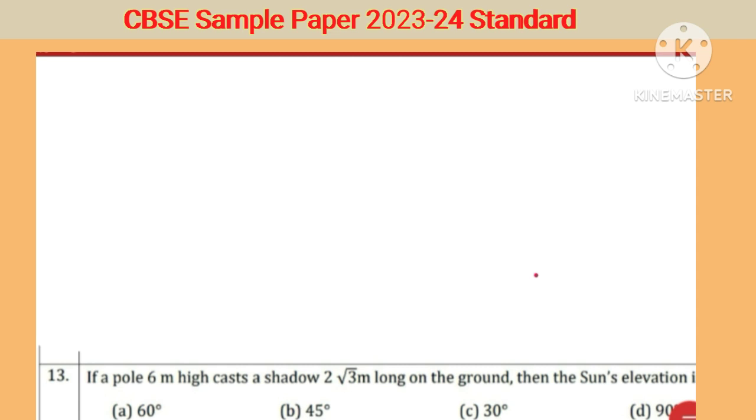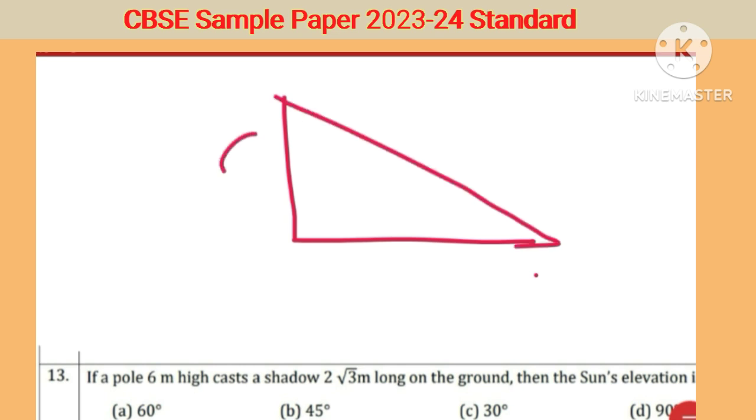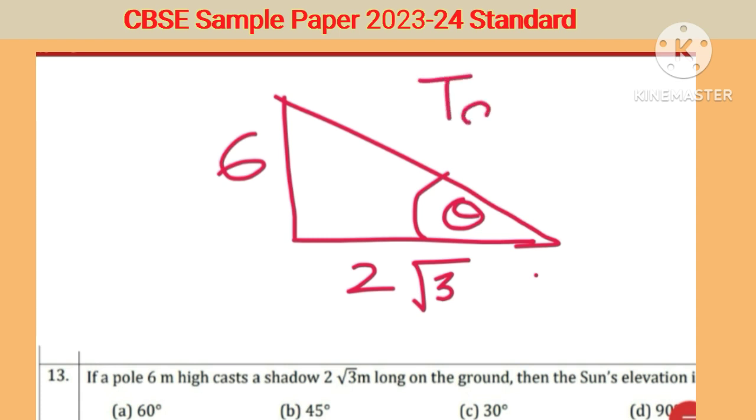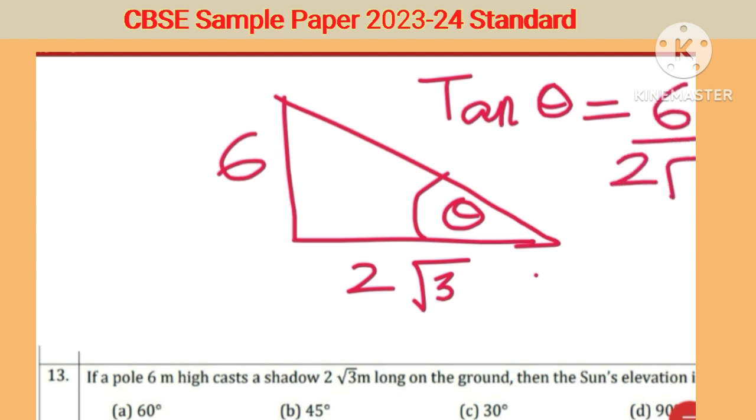Let's see question number 13. If a pole 6 meter high casts a shadow 2 root 3 meter long. So this is 6, this is 2 root 3. Then we need to find the angle of elevation of the sun, that is theta. So let us find out what tangent theta is equal to. Tangent theta is through proper brush, as I just told you in the poem. So it is 6 upon 2 root 3.